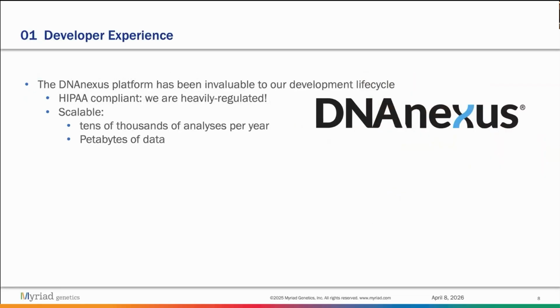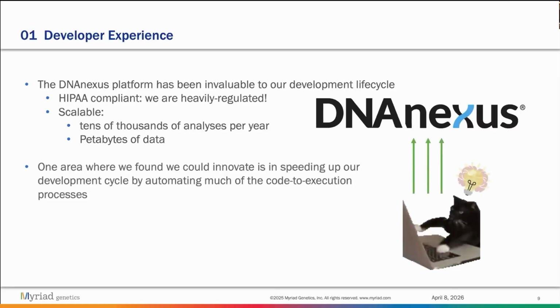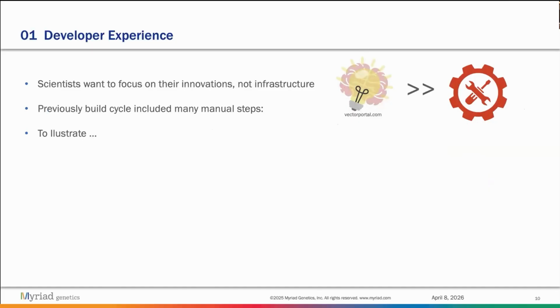So DNA Nexus is our cloud compute partner, and this platform has been extremely valuable to us in our development lifecycle. They are HIPAA compliant, and we operate in a heavily regulated space. It's scalable. We run tens of thousands of analyses per year and generate petabytes of data. But one area we found we could innovate is in speeding up our development cycle and automating as much of the programming and code generation to execution time processes. This is because scientists want to focus on their innovations. They do not want to spend their time dealing with software infrastructure.